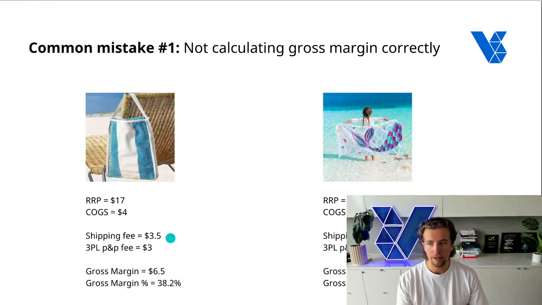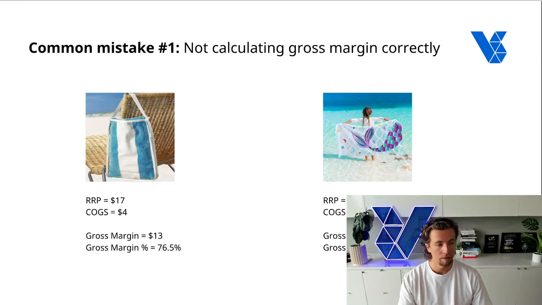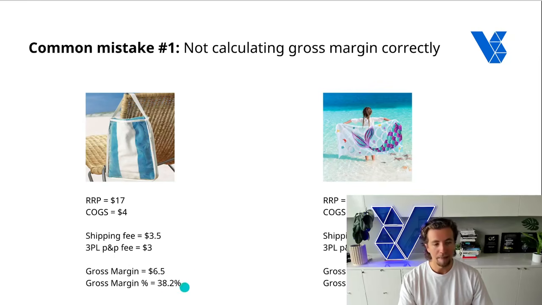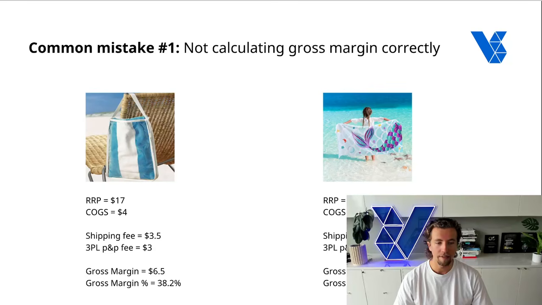So what about the shipping fees and the 3PL fees? Once we start to layer those in, look at how the gross margin changes. The beach towels now have a gross margin of 53%, down from 70. And the bags are now down to 38.2%, down from 76. And so having consideration of all fees associated with acquiring the product from factory to getting it to the customer is so important for knowing your actual numbers.